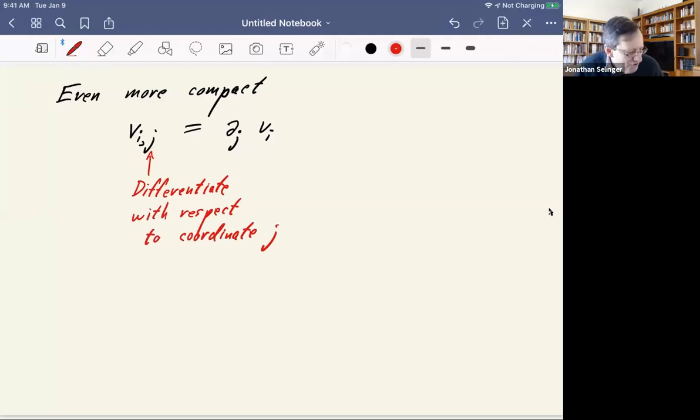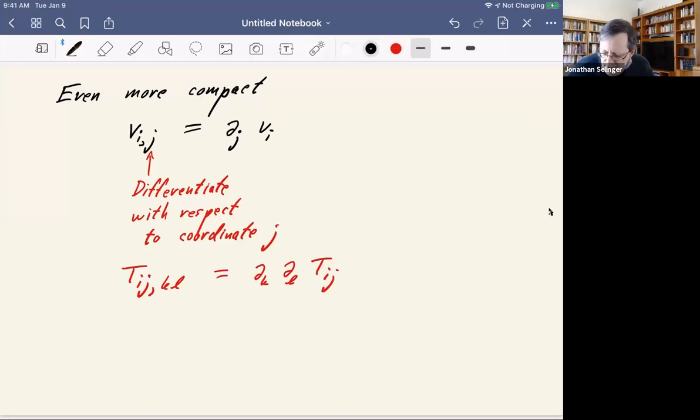You'll see this in articles sometimes. Especially engineers use this kind of notation. I don't know why, it's just a cultural thing in some communities. And there could even be more things before or after the comma. So if you have T i j comma k l, that means the derivative with respect to coordinate k, the derivative with respect to coordinate l of T i j, because the k and the l are after the comma. And so you're differentiating with respect to those things. But the i and the j are before the comma, and so you're not differentiating with respect to those.